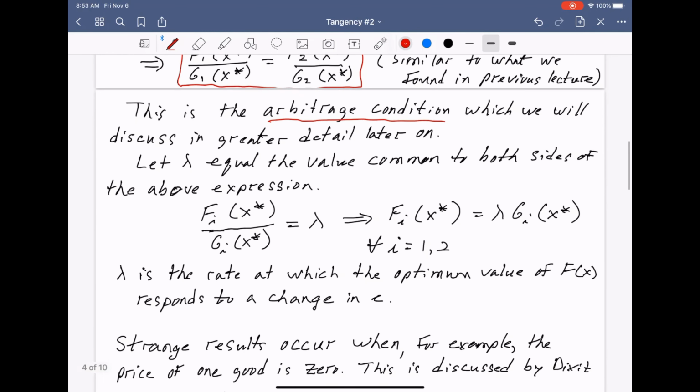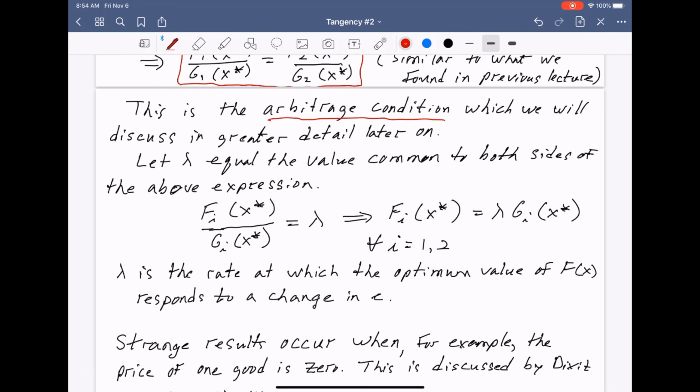So let lambda equal the value common to both sides of the above expression, in which case we get this result here. This is our expression where the derivative of the objective function with respect to any one of the choice variables divided by the derivative of the constraint function with respect to that same choice variable is equal to lambda at the optimum, which is indicated by the stars. So if we solve that equation that I've circled in red, we get this result here.